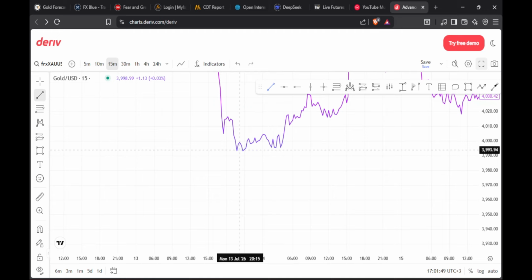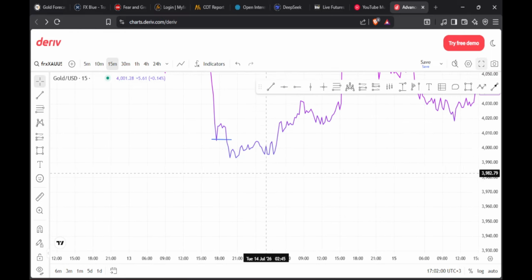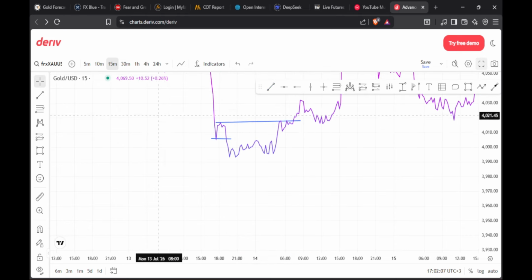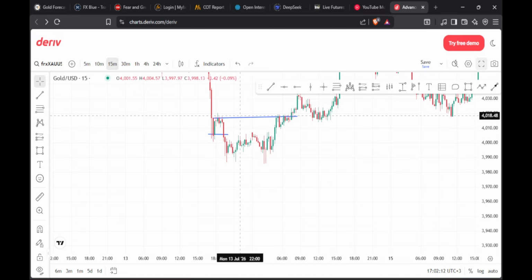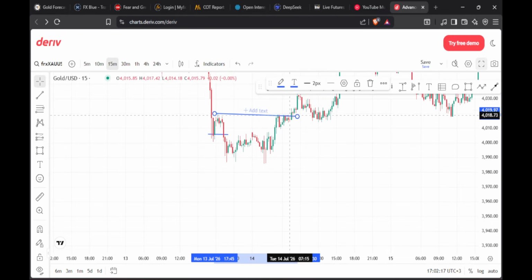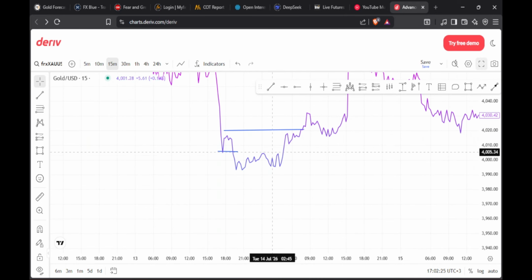We had a break of structure to the downside. This was our last break of structure to the downside. After our break of structure to the downside, we know that we have to break this low to change character. Okay, so we can go back to our candles. You can pull this just a little bit above there, so that you can see clearly. Now we can go back to our line chart.